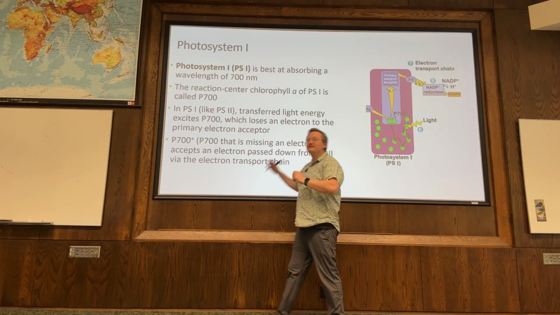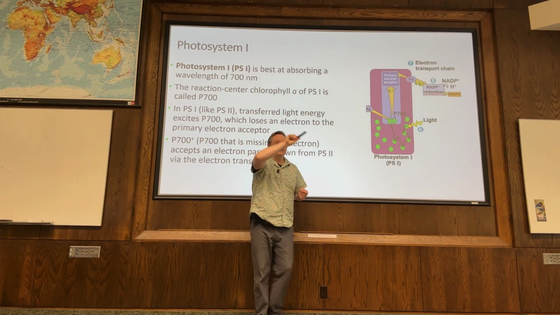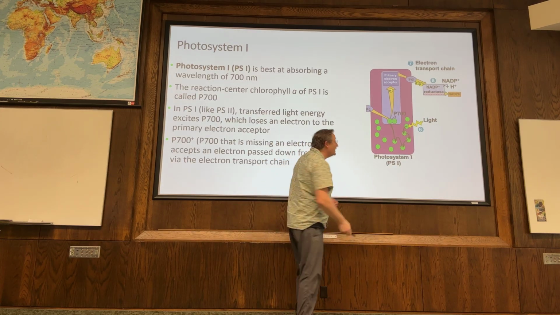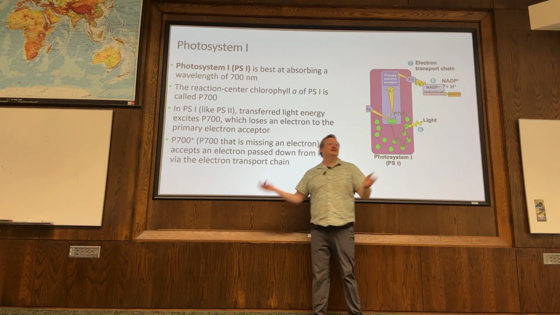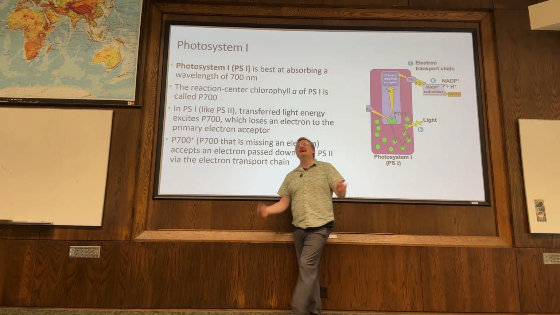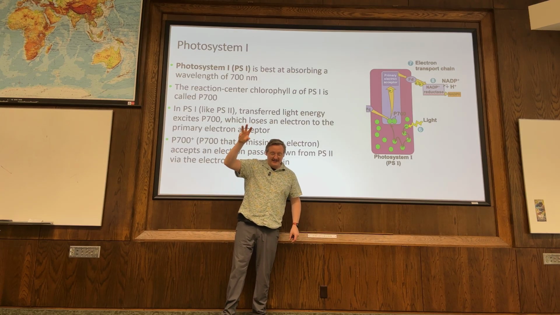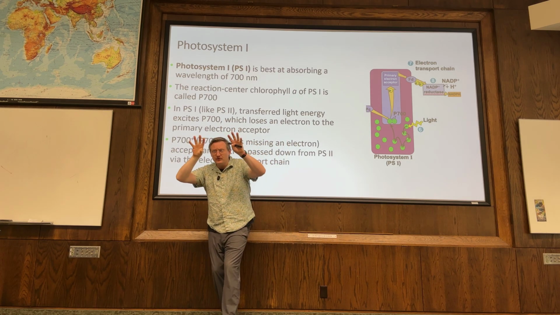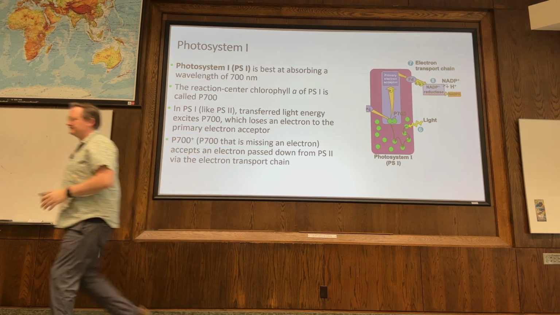Photosystem 2 generated high energy electrons so they could fall down an electron transport chain to generate ATP. But photosystem 1 generates high energy electrons and then just puts them onto NADP plus to make NADPH. And now that's another form of energy, right? A nice reduced electron carrier. Cool? All right, awesome.